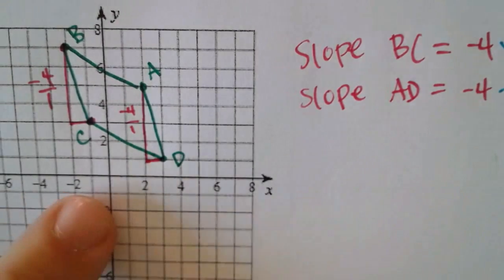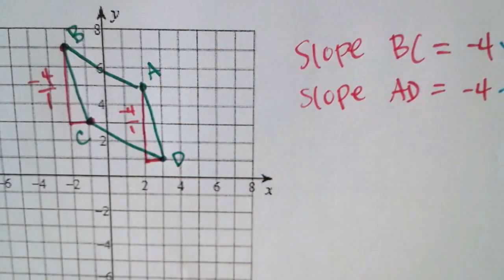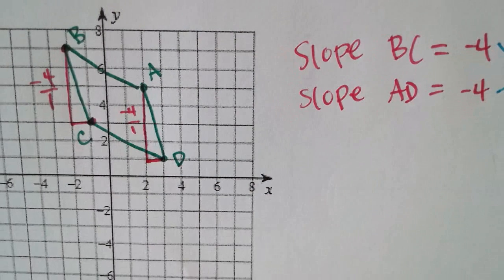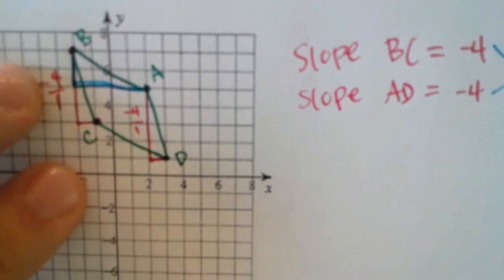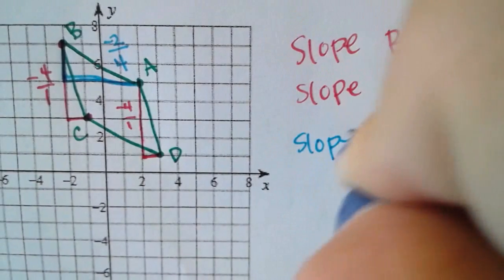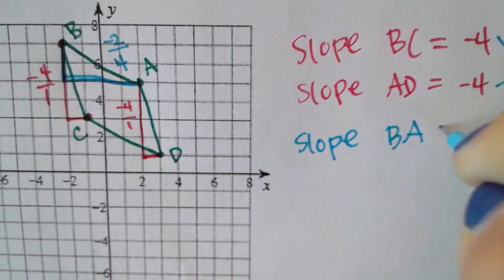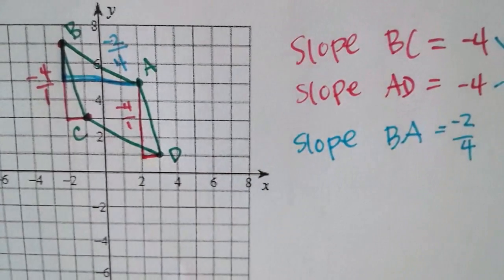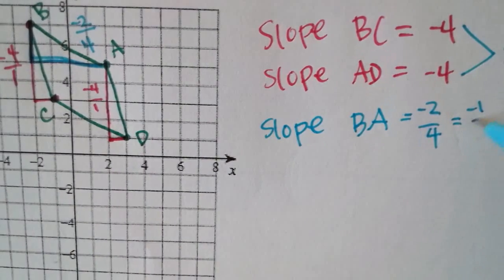Let's do it again. I want to find the slope of these two, because it is possible to have one of them parallel and then the other one not. That would be called a trapezoid. So let's look at these two. If I'm starting, I always start on the far left, and you go down and then over. So between B and A, how far did we go down? We went down 2 and over how many? 4. So the slope of BA is -2/4, which is the same as -1/2.